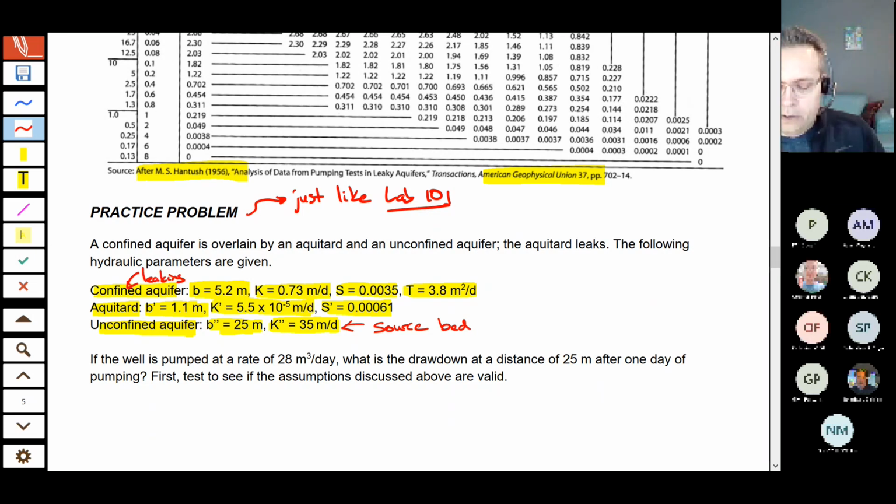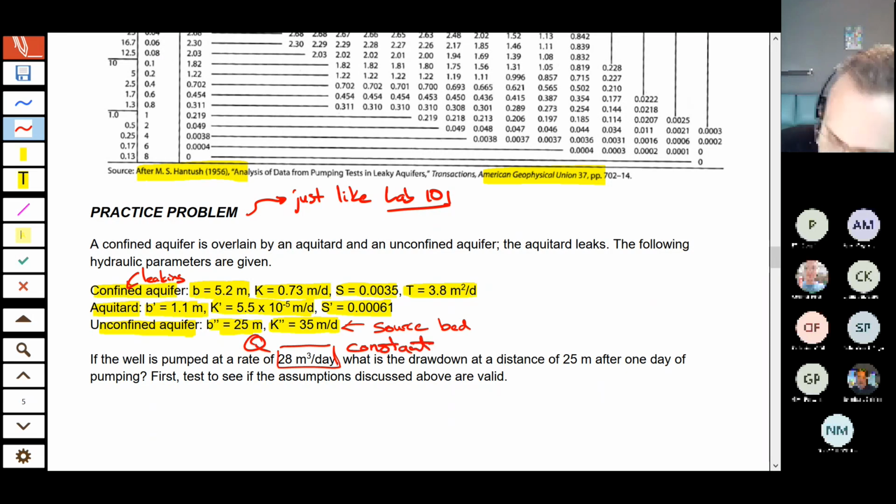So what else do we need to know? You have to have a pumping rate, and it has to be a consistent pumping rate. So we are given here 28 cubes per day. So we'll call that Q, and it has to be constant. So again, make sure that you have a pump that can handle that, right? A constant rate. So the well is pumped at a rate of 25 meters cubed per day. It's a lot of water, okay?